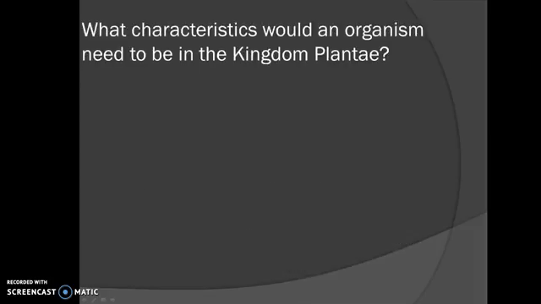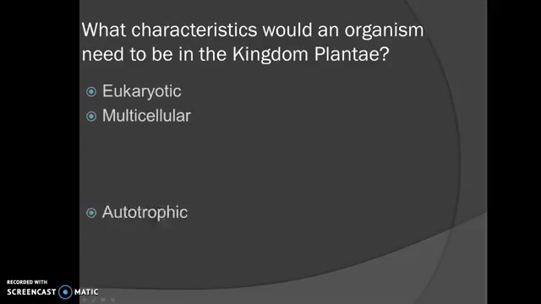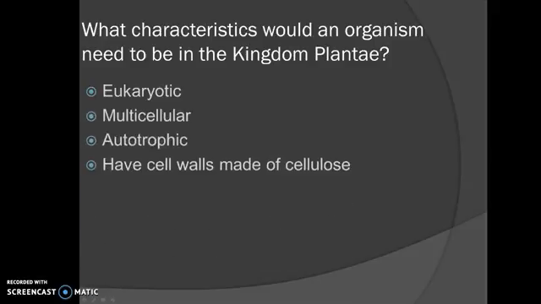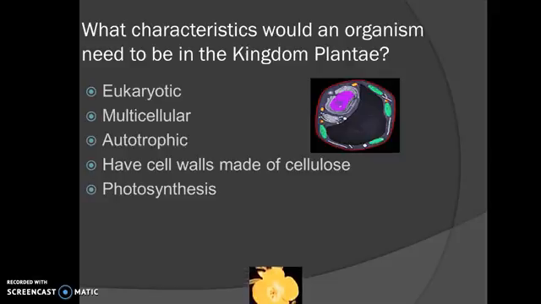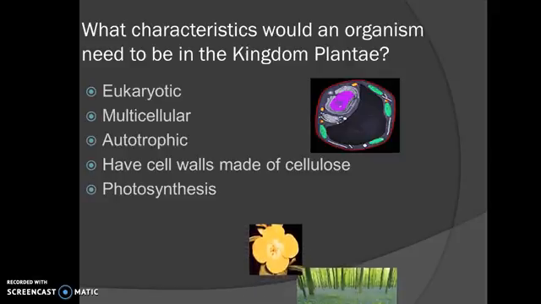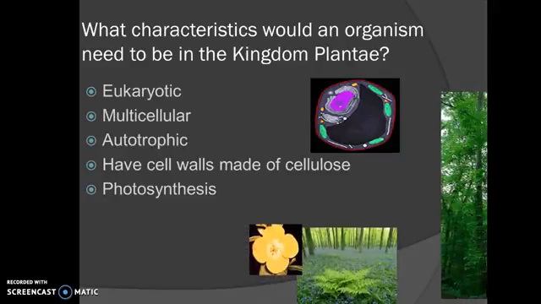All right, what about kingdom Plantae? It's eukaryotic, multicellular, autotrophic. They have cell walls made of cellulose. They go through photosynthesis. Here they are. Bam, there it is. Plants.